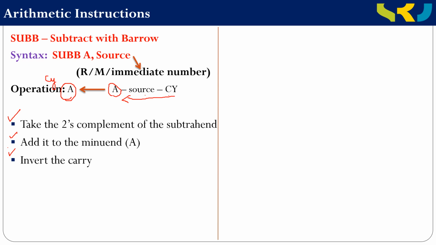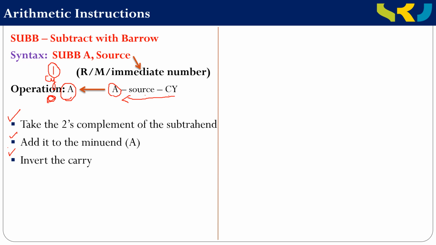If the source is greater than the accumulator, the carry flag will be set to 1. That means we require the borrow. Otherwise, the carry will be equal to 0. That means A is greater than source. When A is greater than source, we don't require any borrow. So whenever we don't require any borrow, the carry flag will be equal to 0. And while performing the subtraction operation, we need to follow these 3 steps.